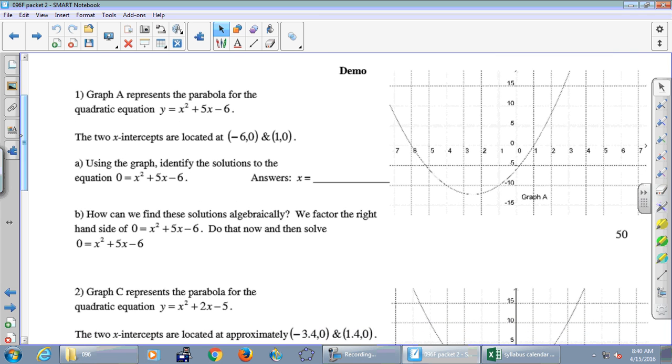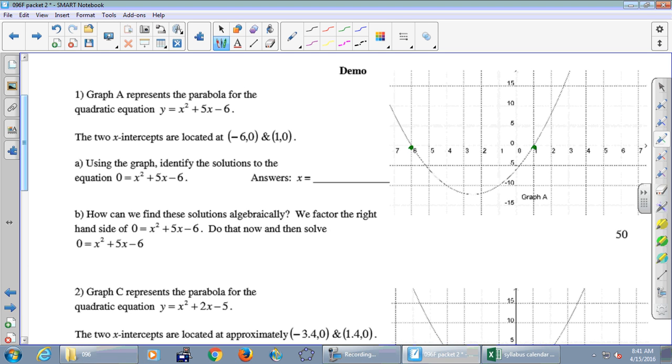Number 1, graph A, which is pictured there, represents the parabola for this quadratic equation, y equals x squared plus 5x minus 6. Looking at the picture, we can approximate the two x-intercepts. It's hard for me to tell where they are. Is it here? Here and here, I think. Yeah. So we're buying -6 and 1 for the two x-intercepts. Okay, so it's easy if the picture is given to you.